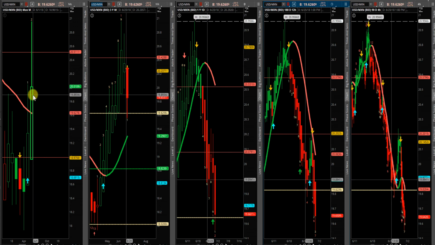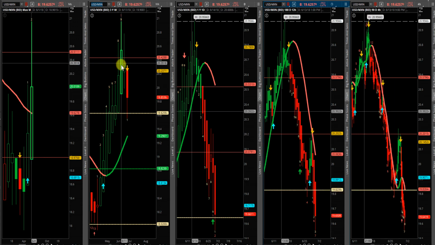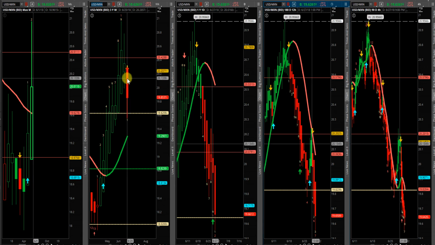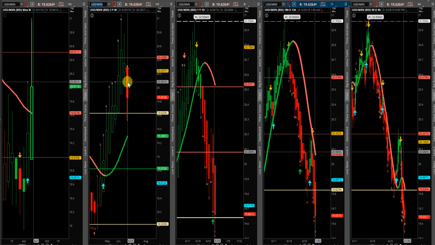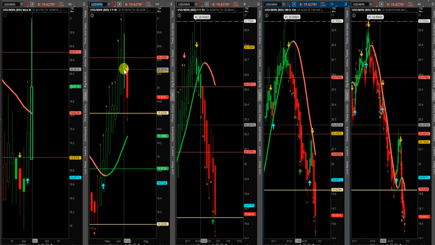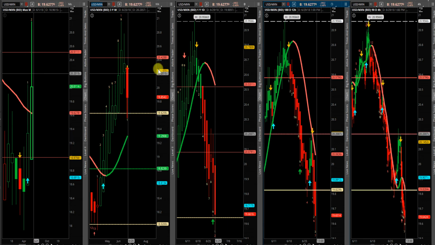You can see the monthly, it's still intact, very bullish. On the weekly, you can see that we just had a sell signal on this candle, this week that we're in right now. It's turned red, but you can see that this candle was already kind of getting tight. The trend is still up on the weekly.